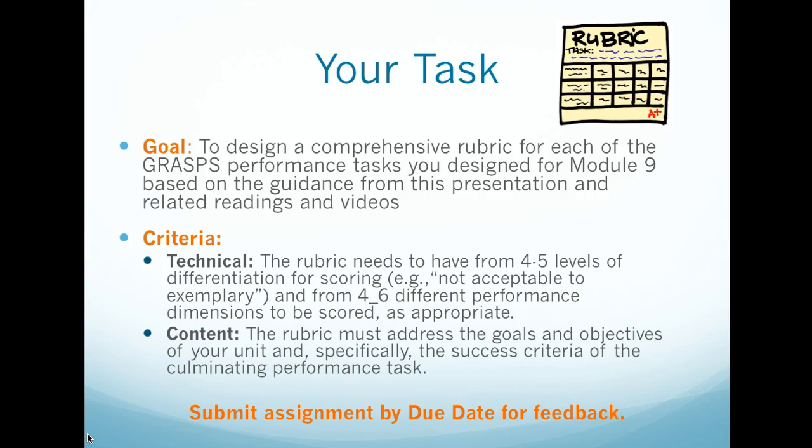Criteria, technical: the rubric needs to have from 4 to 5 levels of differentiation for scoring unless you and I have a conversation otherwise, and from 4 to 6 different performance dimensions to be scored as appropriate. The content: the rubric must address the goals and objectives of your unit, and specifically the success criteria of the culminating performance task, those bullets that you put for the students to show success. And you will have revised them by this time because you and I will have had that conversation.